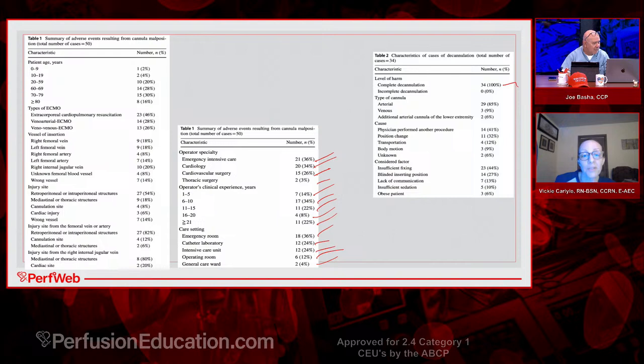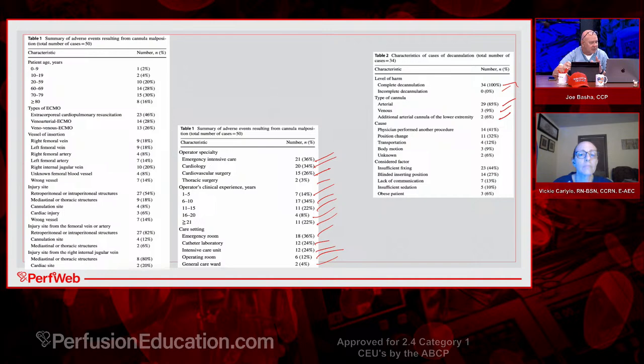Okay. There were no incomplete decannulations, so that didn't even count. The arterial was more likely to be decannulated unintentionally and completely. The venous was only at 9%, or an additional arterial cannula of the lower extremity, meaning a distal perfusion cannula. I am shocked that that's at 6%. Shocked, absolutely shocked. But it is.